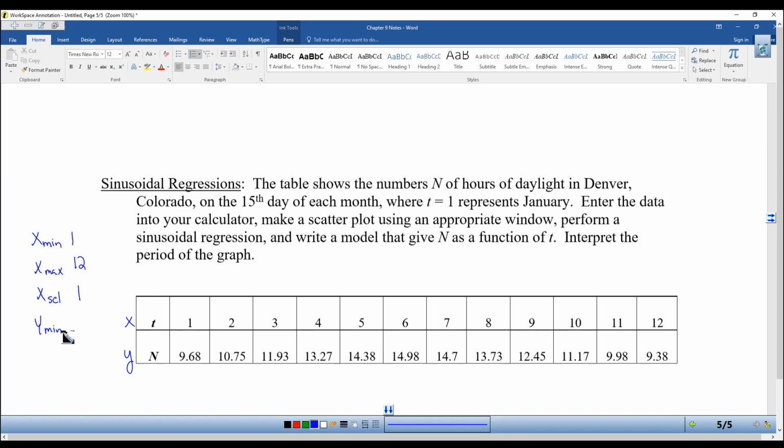For your y min, we really don't need to go below, what's the lowest one? I think this 9.38 over here, but I still usually just like to start at 0. And then y max, I don't see anything higher than this 14, but I could either go to 15 or even 20 just so that I can see it clearly. And then of course, same thing. Your y scale can just be 1.